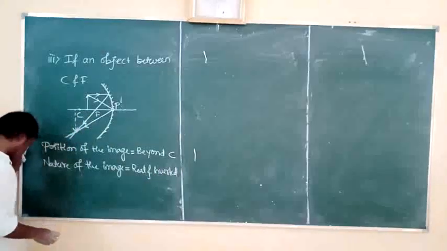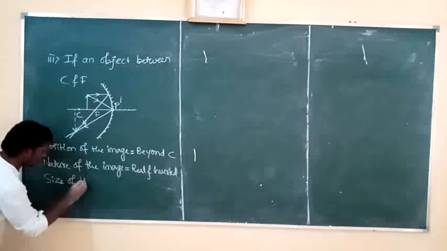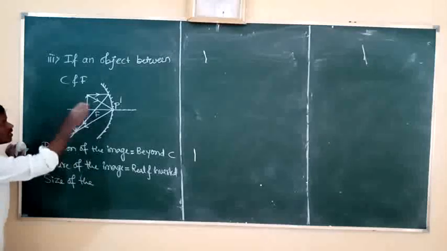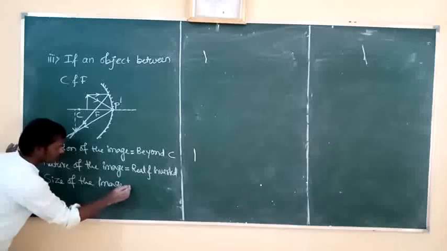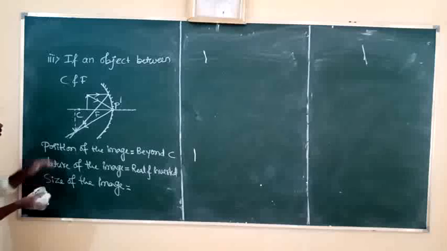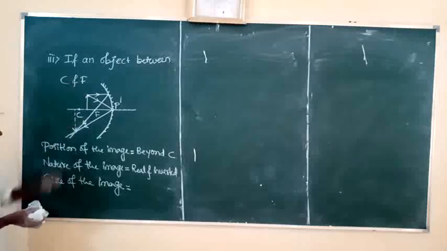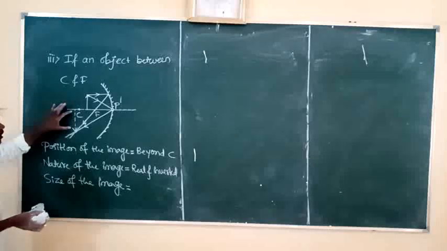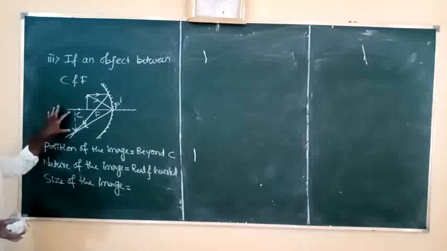Then the last one, size of the image. What did we conclude by seeing this diagram? Just see this diagram and you only tell that. So the size of the image is greater than the size of the object. It means if the size of the image is greater than the size of the object, then the image is said to be magnified. Magnified means enlarged.